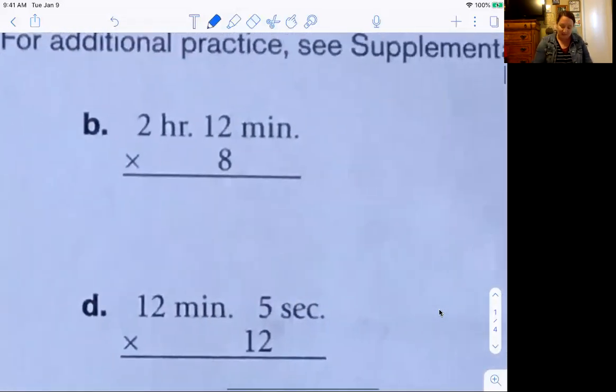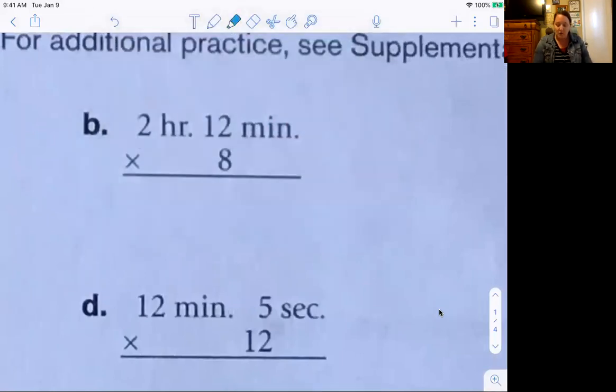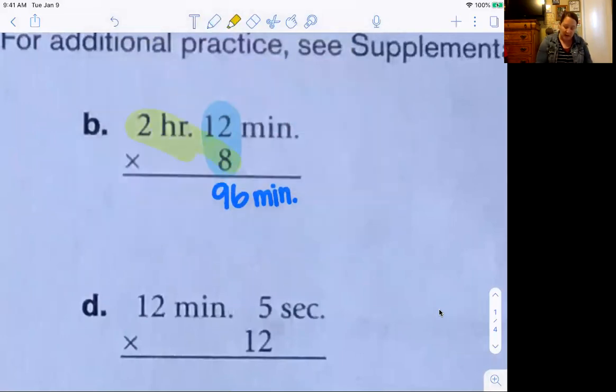Letter B. Okay, letter B. First, we're going to multiply 12 times 8. We're going to do the ones first. 12 times 8 is 96. 96 minutes. Always do the labels. Then we go and we do the hours. 8 times 2, 16. So I have 16 hours, 96 minutes.